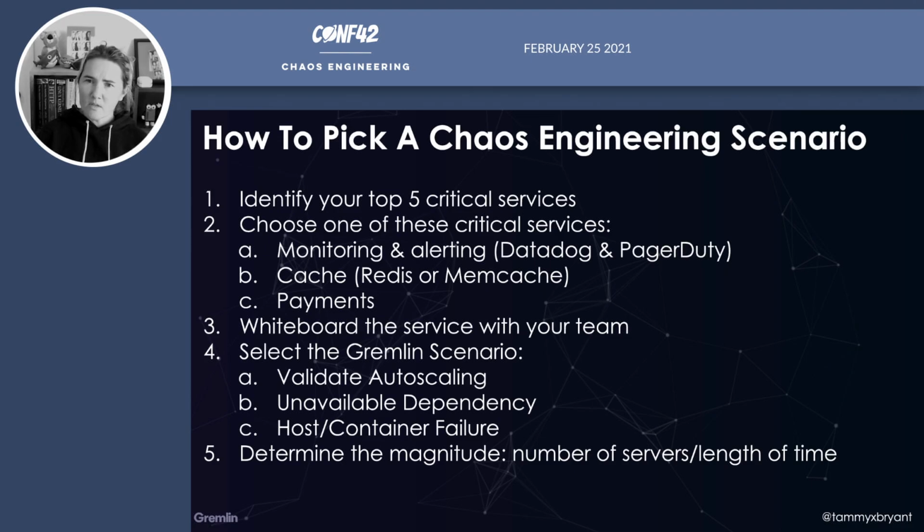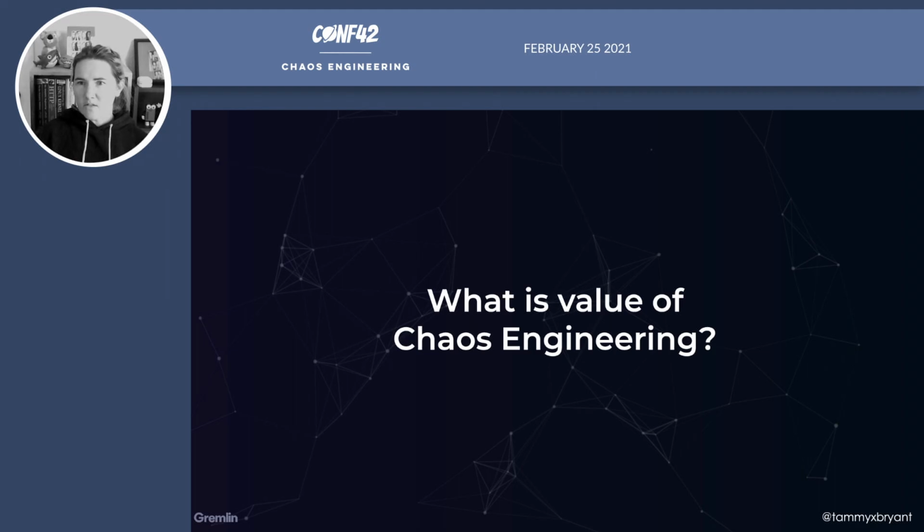Then step 4, select the scenario that you'd like to run. For example, maybe you'll validate monitoring and alerting. Maybe you'll validate auto-scaling works as expected. Maybe you'll figure out what happens if a dependency is unavailable using a black hole attack. Or maybe you'll use a shutdown attack or a black hole attack to trigger host or container failure. Then step 5, determine the magnitude, the number of servers and the length of time. So what is the value of chaos engineering?